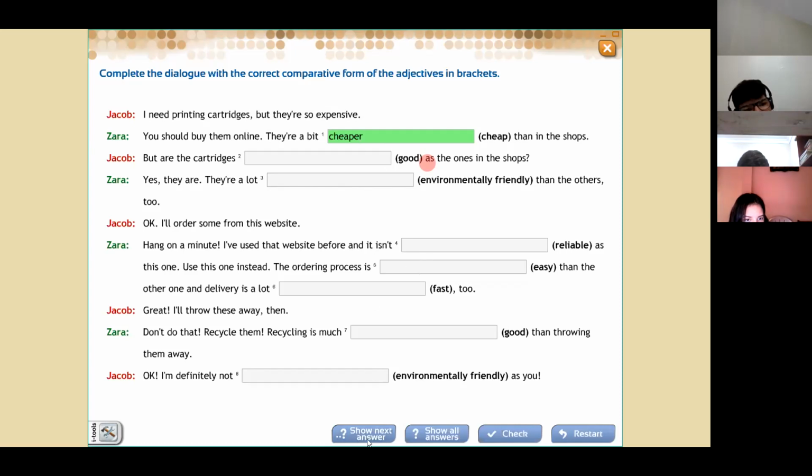Look, as good as the ones in the shops. So the translation for, so you get better the idea of number 2 would be something like, pero son los cartuchos tan buenos como los de esa tienda. Okay. Next idea on as good as. Let's check now number 3.